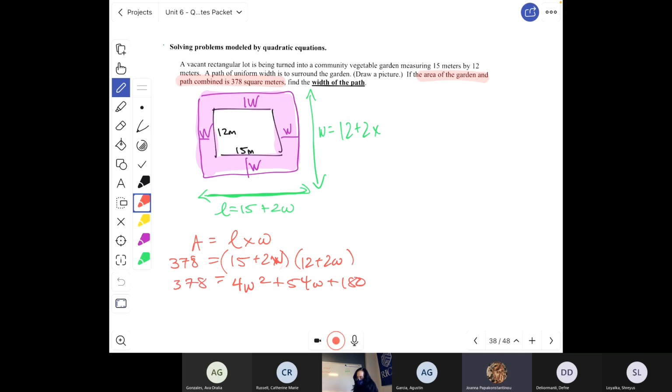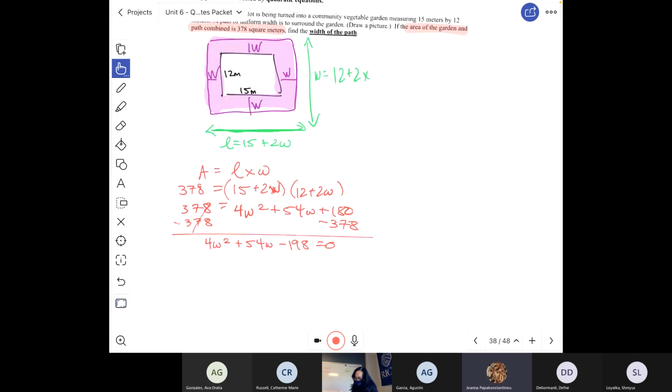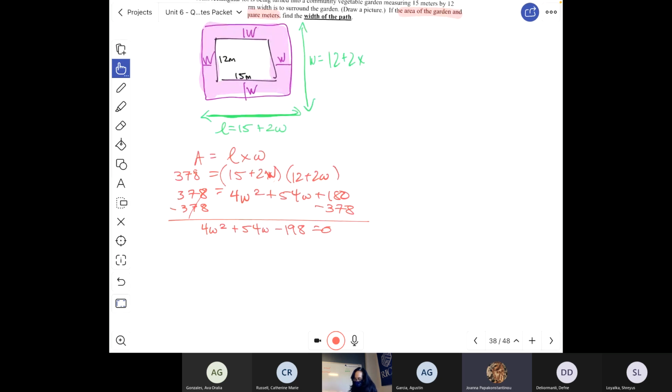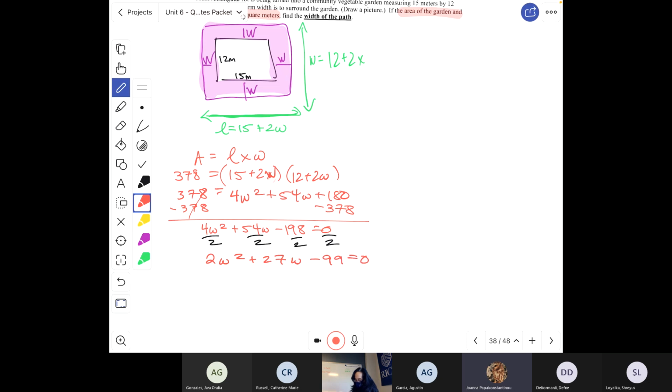I'm solving for w, this beautiful quadratic equation. Set it equal to 0. So I have 4w squared plus 54w minus 198 equals 0. Is there a way to make this problem easier? These numbers are kind of large. 198 is not divisible by 4, but 54 is divisible by 2, so let's go ahead and divide everything by 2. That gives me 2w squared plus 27w minus 99 equals 0.